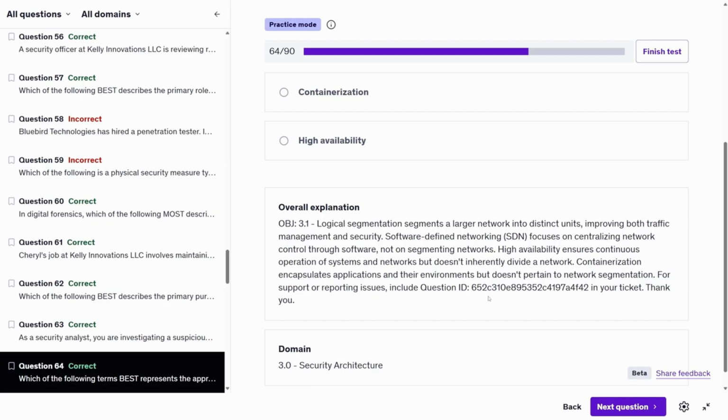Software-defined networking focuses on centralizing network control through software, not on segmenting networks. High availability ensures continuous operation of systems and networks, but doesn't inherently divide a network. Containerization encapsulates applications and their environments, but doesn't pertain to network segmentation.